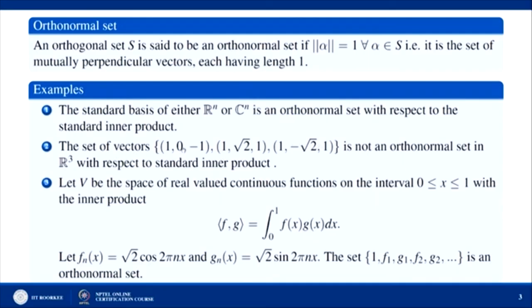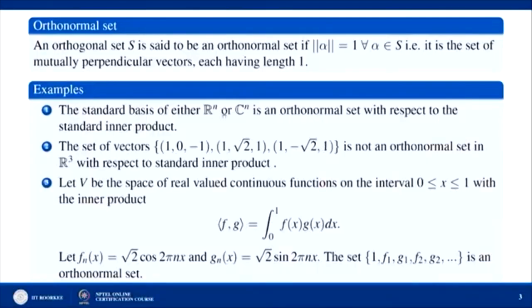If you verify the inner product of the first vector and the third vector, it is 1 plus 0 and minus 1, again 0. That means this set of vectors is orthogonal. Now the norm of this vector is under root 2, which is not 1. That means this set of vectors is orthogonal but not orthonormal.